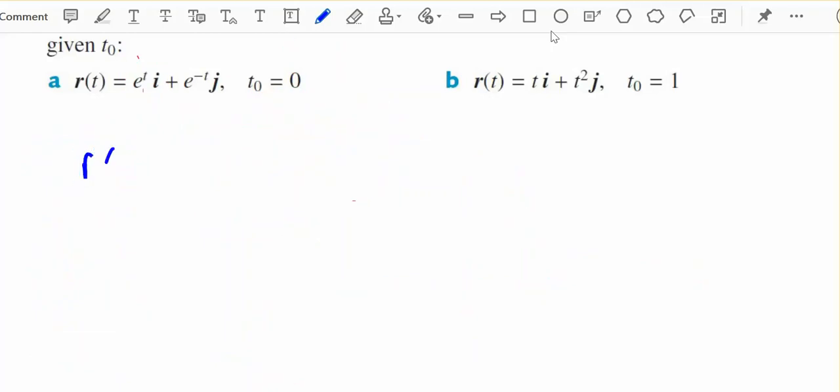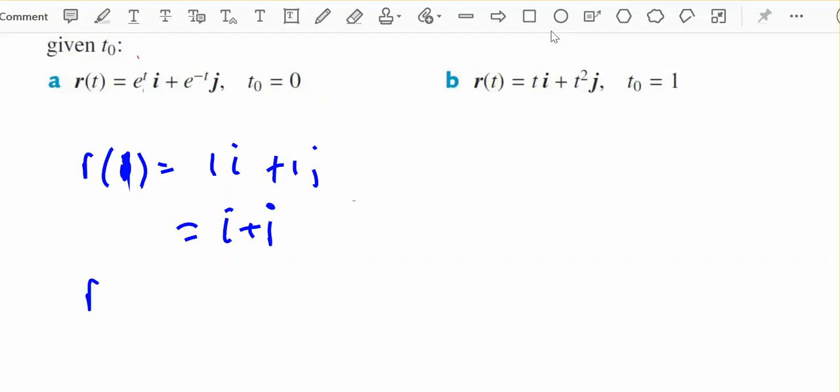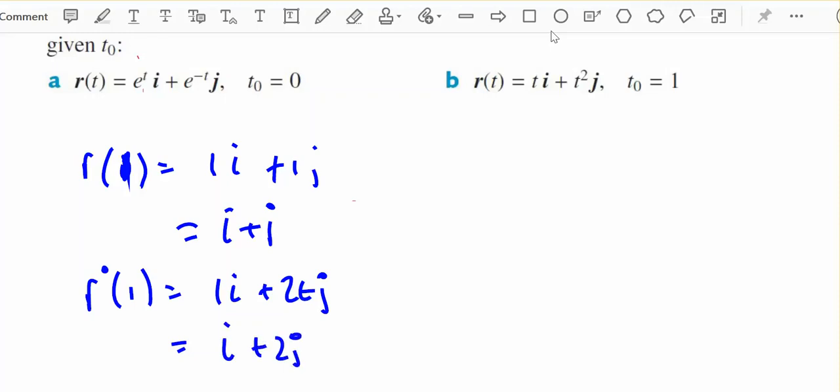So I know that r of 0, it starts at 1. r of 1 is going to be 1 in the i plus 1 in the j, so therefore i plus j. r dash of t would be the derivative of this, which is 1 in the i plus 2t in the j. Therefore, r dot of 1 will be i plus 2j.